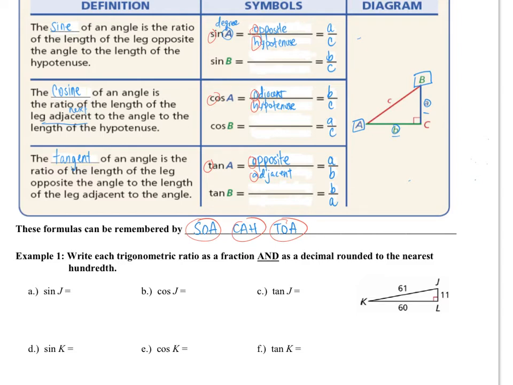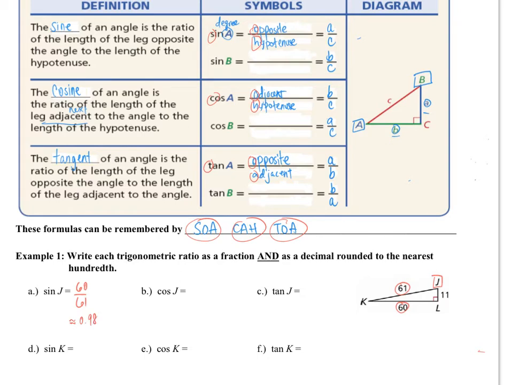Write each trigonometric ratio as a fraction and as a decimal rounded to the nearest hundredths. So then, for the first one, for sine J, look at this angle, and remember sine is opposite over hypotenuse, so we have to take 60 and put it over 61. And by using your calculator, this would equal approximately 0.98.